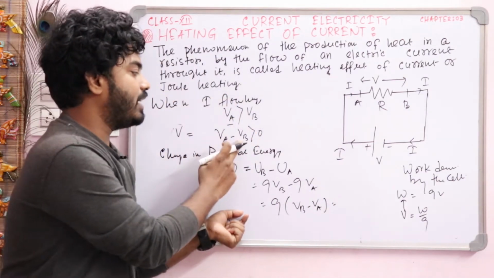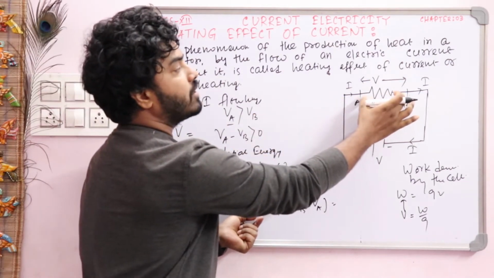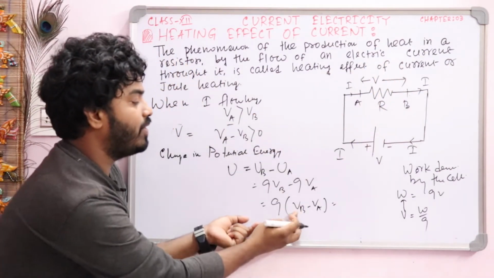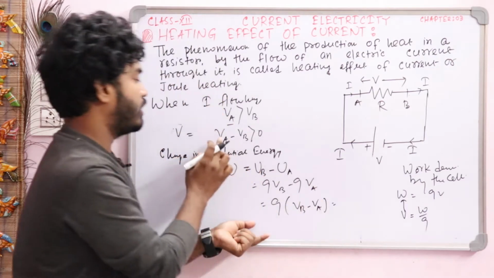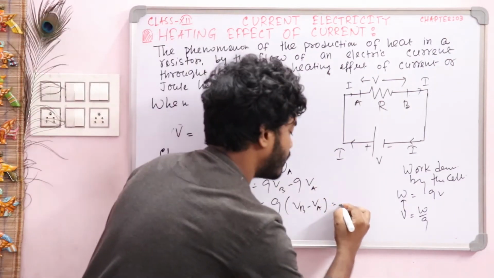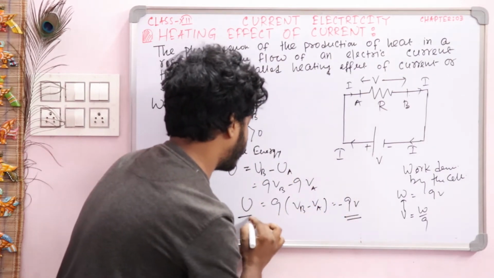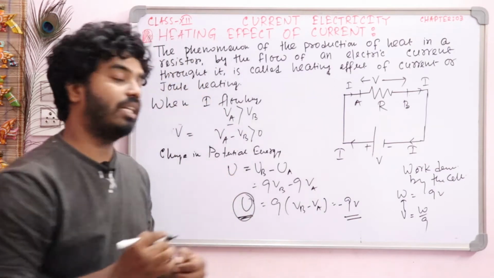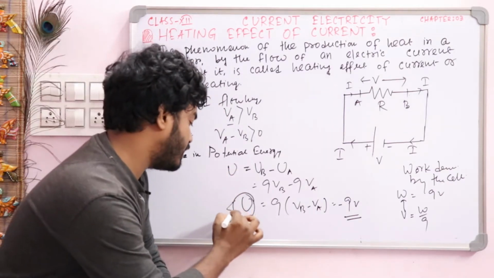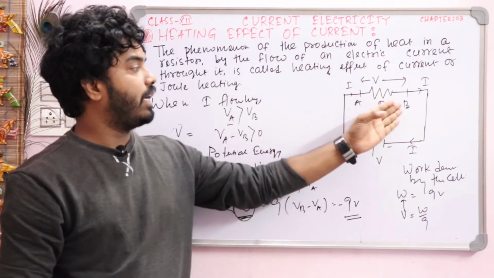This one, VA minus VB, is represented as V, the potential between these two points. So here VB minus VA becomes minus V. So this result becomes minus QV. This is the expression of delta U, that is the change in potential energy between these two points A and B.